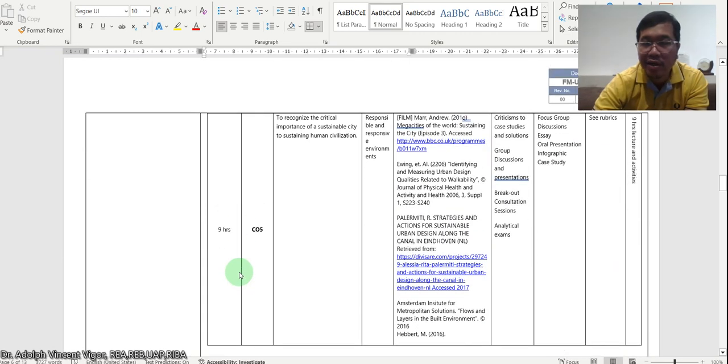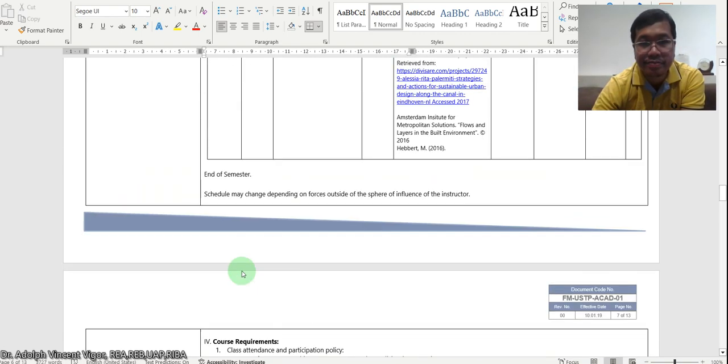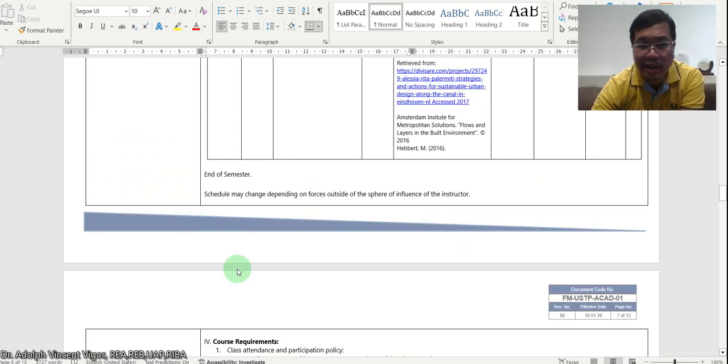Then we have here the topic, responsible and responsive environments. The ILO is to recognize the critical importance of a sustainable city to sustain human civilization. So that's for 9 hours. Then that should be the end of the semester. The schedule may change depending on forces outside of the sphere of influence of the instructor.